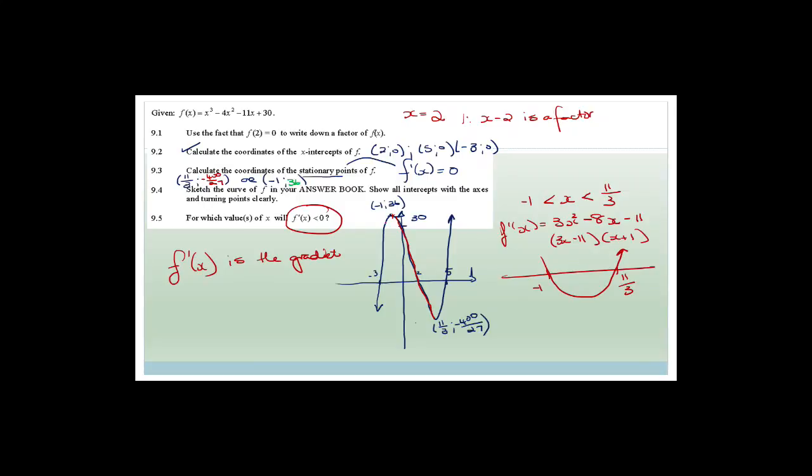So if you don't realize that this sloping up to the left is the negative, and that f dash of x is the equation for the gradient, then you can use the information you've already worked out, that f dash of x is 3x squared minus 8x minus 11. Then use that to find out when this is smaller than 0, which would obviously be between -1 and 11 over 3.